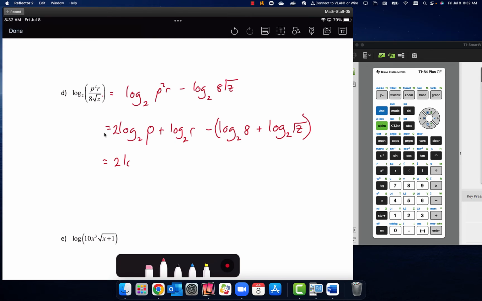Copy the first part, 2 log base 2 of p plus log base 2 of r minus log base 2 of 8, and there's an exponent on this square root. It's not explicitly stated, but remember the square root is really z to the 1/2 power, so we can actually bring down that 1/2 out to the front, and we'll also distribute the negative sign. So we have negative 1/2 log z. Again, the square root is z to the 1/2 power. We're bringing the 1/2 down to the front. And now it has been fully expanded.